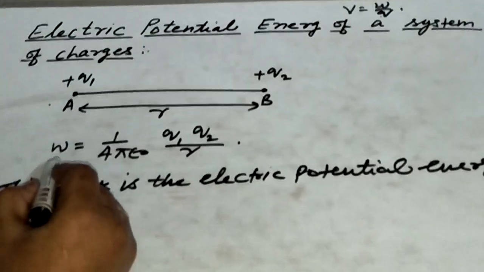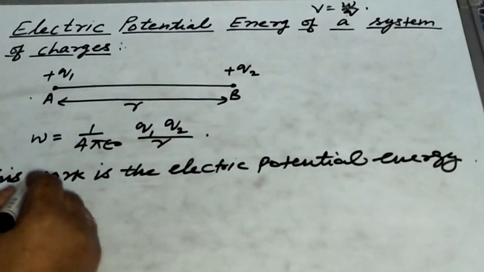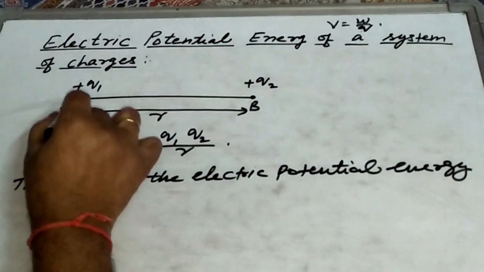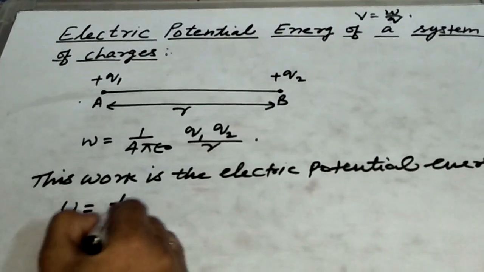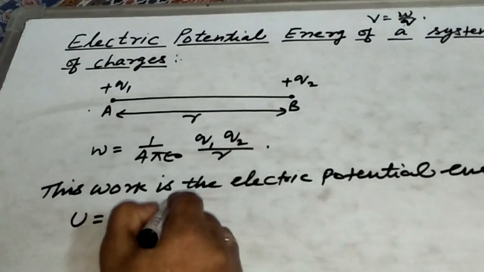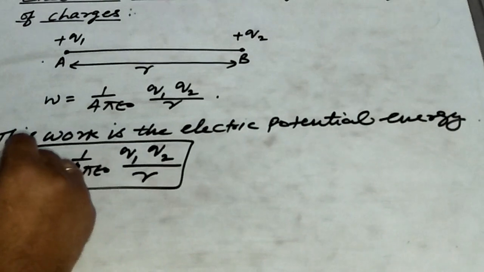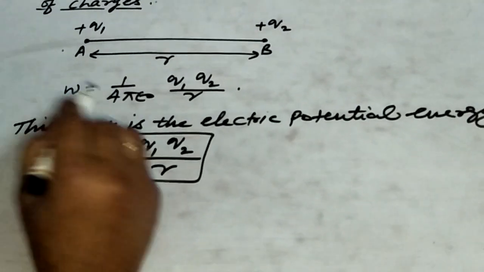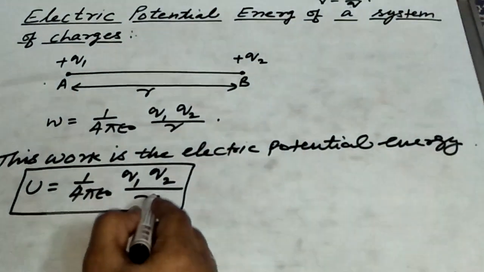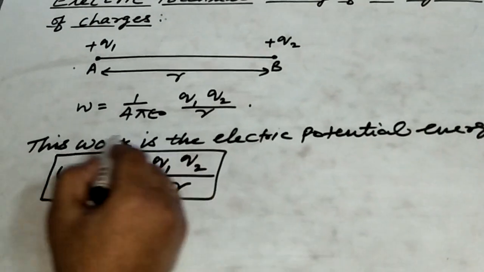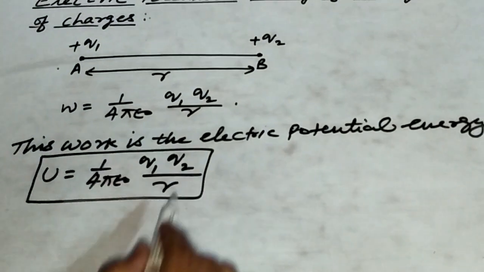Now, this work is stored in the system in the form of electric potential energy. So this work is the electric potential energy of the system of charges, which is denoted by U. So you can also write U is equal to 1 upon 4 pi epsilon naught Q1 Q2 upon r. This is the expression for the electric potential energy for a system of two charges Q1 and Q2, separated by a distance r. By using this formula, we can find the electric potential energy of a pair of any two charges.